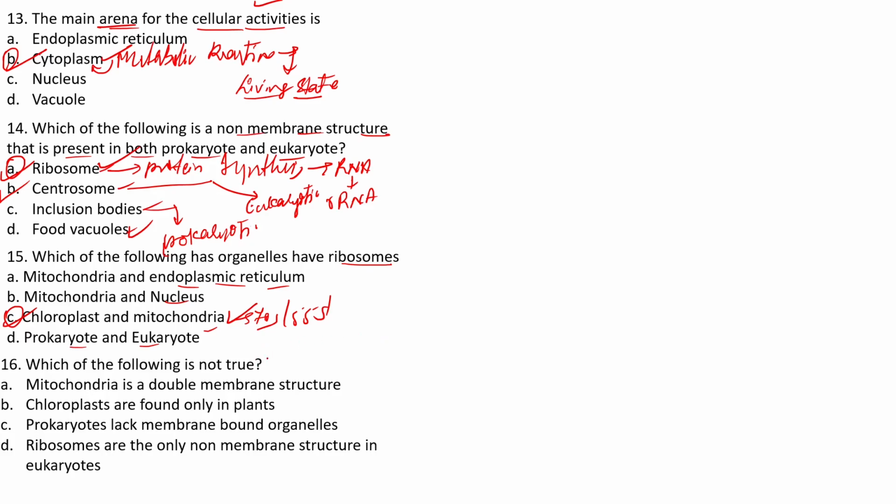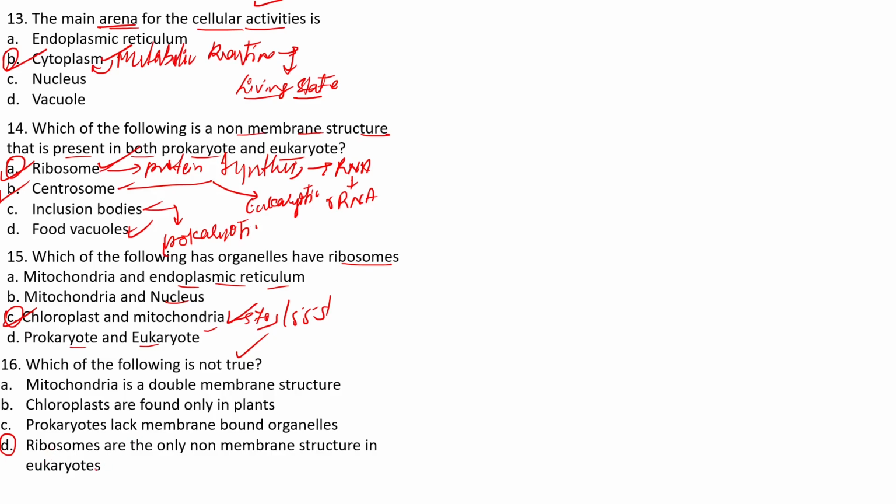Which of the following is not true? Mitochondria is a double membrane structure. Chloroplasts are found only in plants. Prokaryotes lack membrane-bound organelles. Ribosomes are the only non-membrane structures in the eukaryotes. They have mainly asked about the statement which is not true. The answer we are having is D: ribosomes are the only non-membrane structures in the eukaryotes.